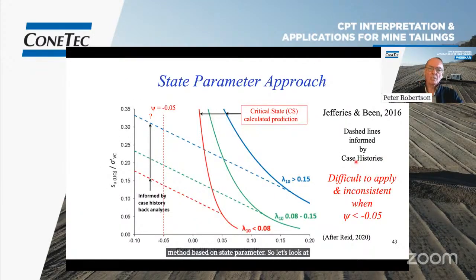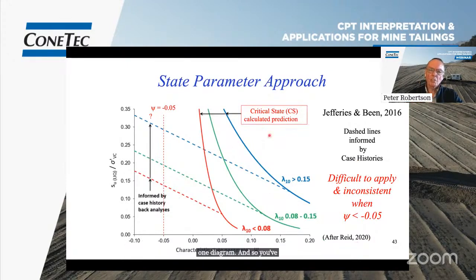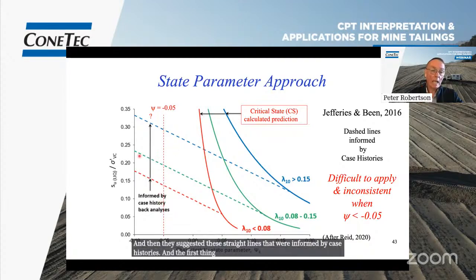So here's the state parameter approach. They actually had 3 plots, but Reid said, hey, you could plot them all on one diagram. And so you've got 3 different curves of the calculated critical state. And then they suggested these straight lines that were informed by case histories. And the first thing that jumps out is that case histories don't agree with critical state.